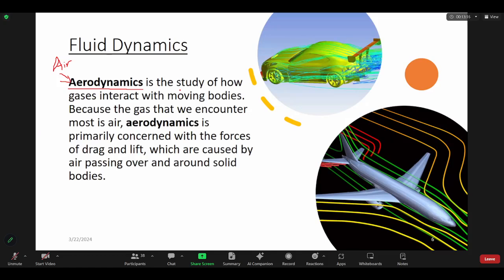Aerodynamics is the study of how gases interact with moving bodies. Gases mean air here. Gases can be considered as fluids. Because the gas that we encounter most is air, aerodynamics is primarily concerned with the forces of drag and lift, which are caused by air passing over and around solid bodies.